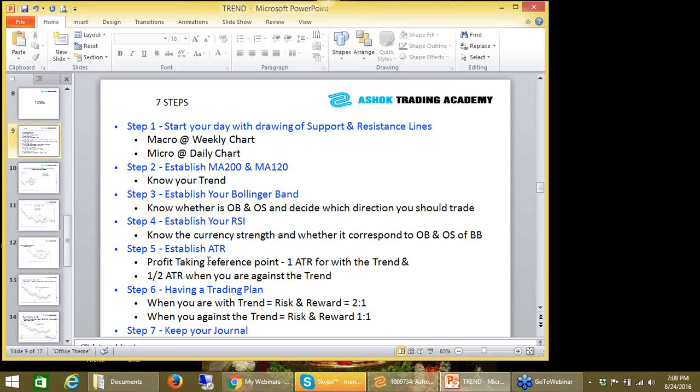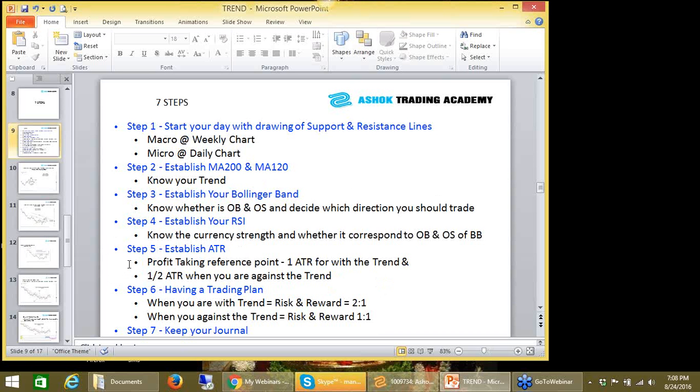Once you apply this, then you can establish the ATR. ATR means average true range. This is a profit taking reference point. One ATR with the trend. The ATR can show how much the price moves, the movements of the price.